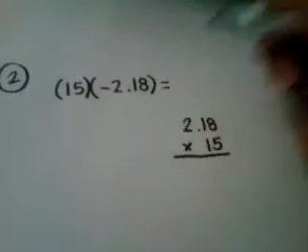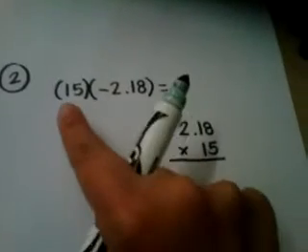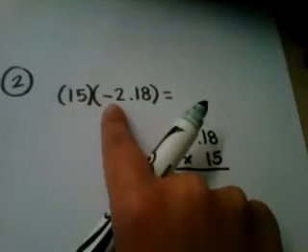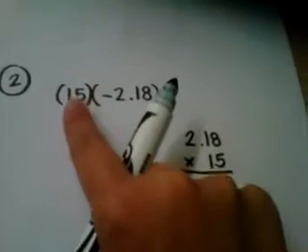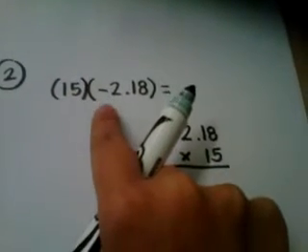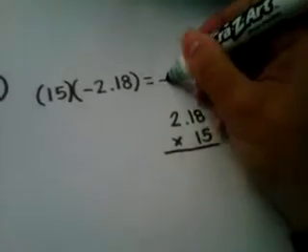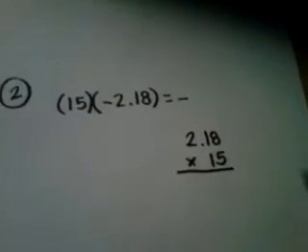Before I actually get to multiplying, the only thing that makes this problem different from the previous example is that I have a negative sign. So I have to remember my rules for factors. A positive times a negative equals a negative. So my final answer will be a negative.